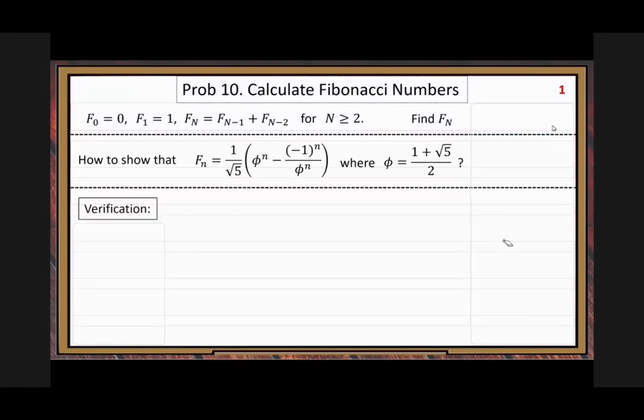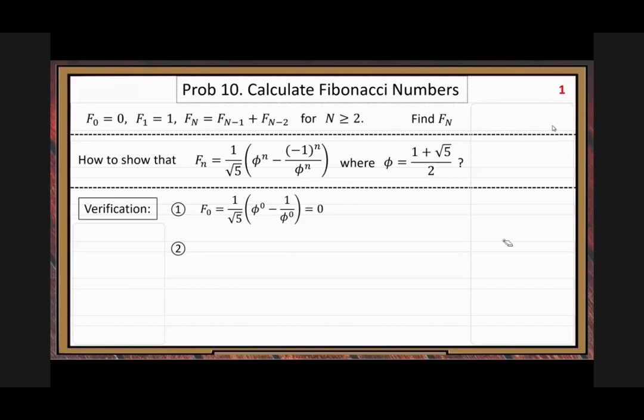All right. Verification, the first case should be very easy. n equals 0. Let us plug 0 into that formula. So phi to the 0, that's 1. 1 minus 1 over 1, that's 0. So it's trivial. So we make it.